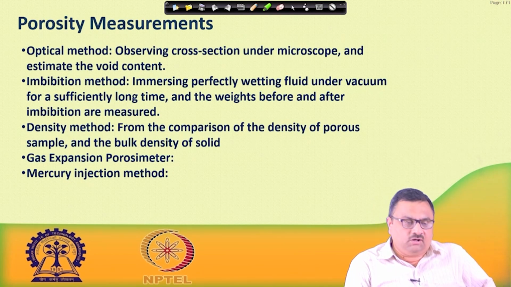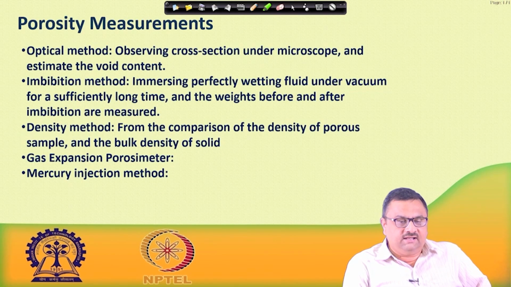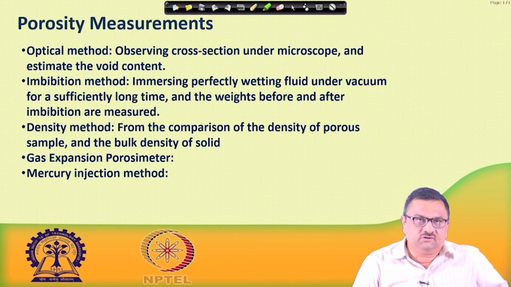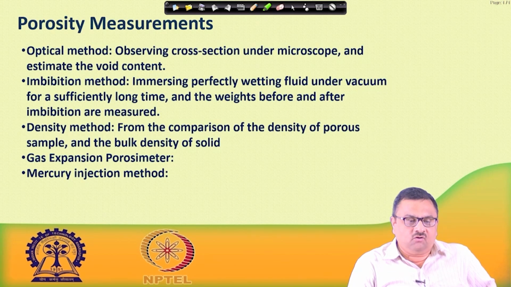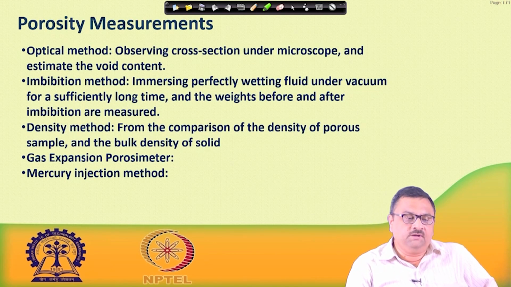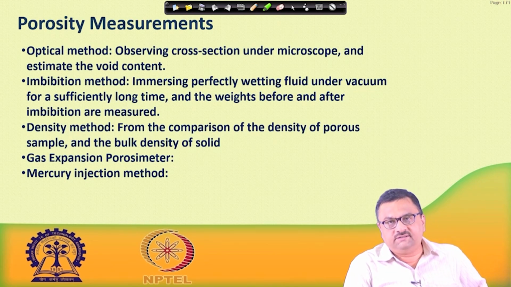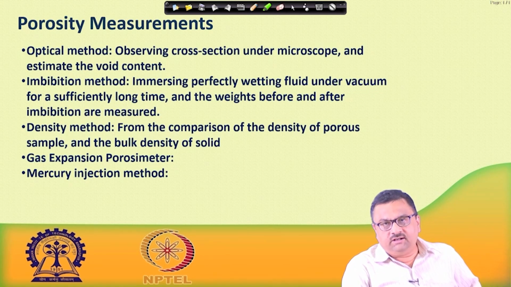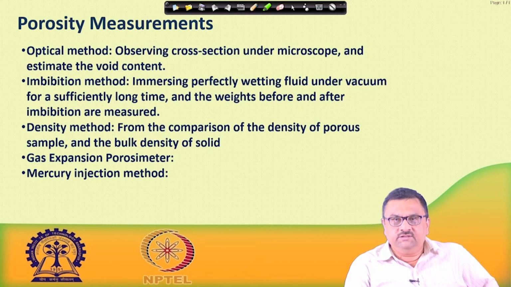Now this porosity can be measured by different methods, as pointed out here. The first one described here is the optical method, where one can observe the porous medium under a microscope, observe the cross section under the microscope and estimate the void content. That means, if you take a slice of the porous medium and put it under a microscope, then you will see some parts are occupied by the solid and some part as void space. Now one can find out which part of the area that we are looking at is solid and which part is void, and from there one can calculate the porosity.